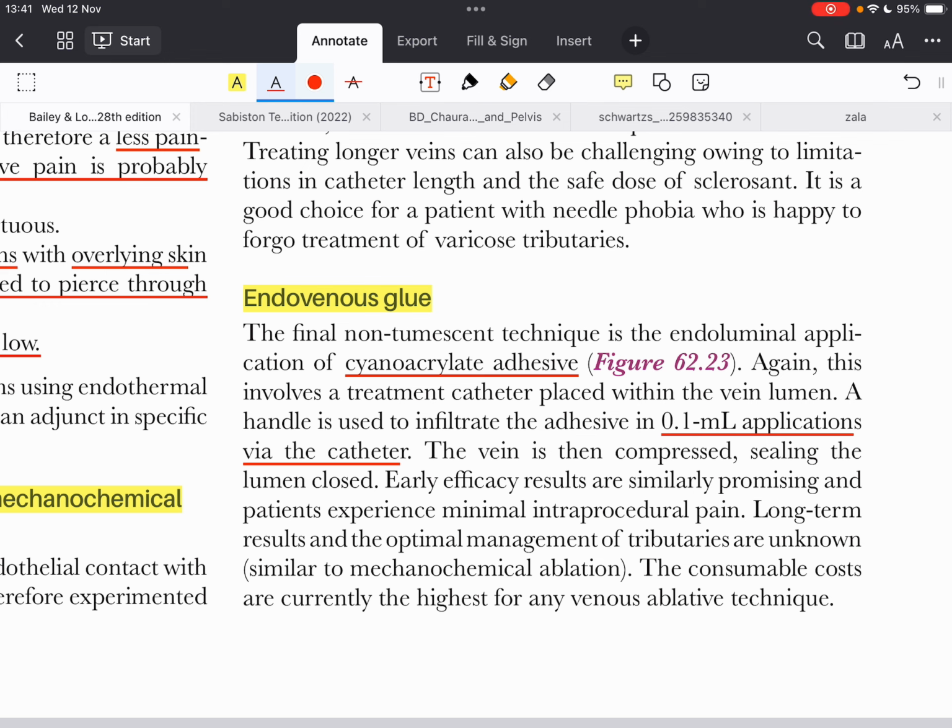The vein is then compressed, sealing the lumen closed. Early efficacy results are similar and promising, with patients experiencing minimal intra-procedural pain. Long-term results and the optimal management of tributaries are unknown. Similar to mechanochemical ablation, the consumable costs are currently the highest for any venous ablative technique.